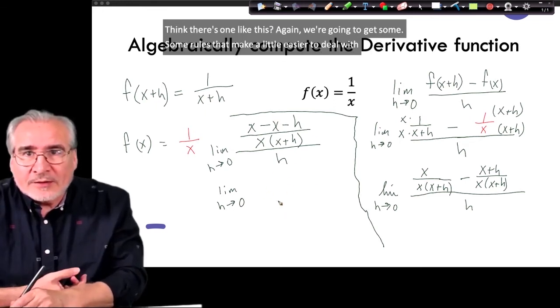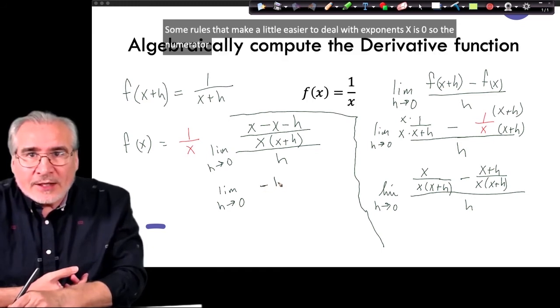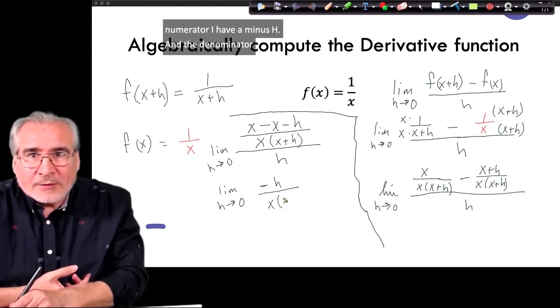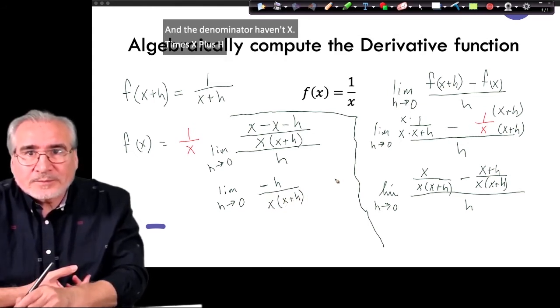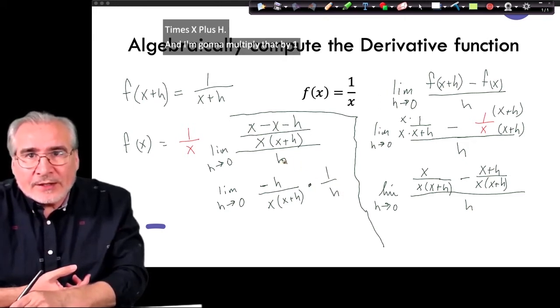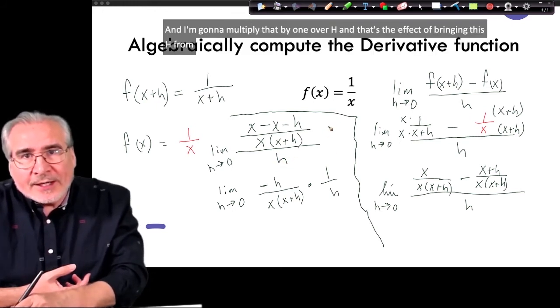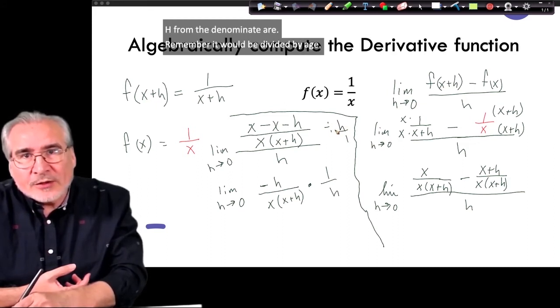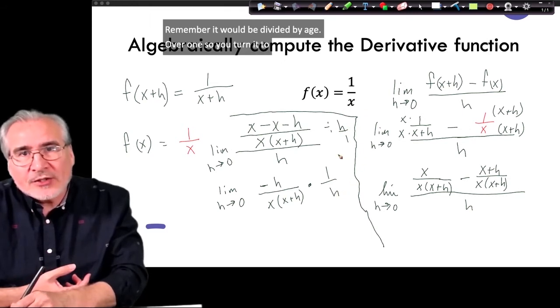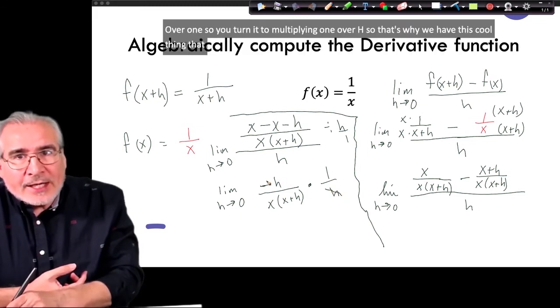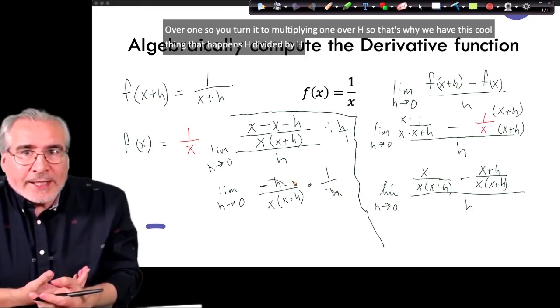x minus x is 0. So in the numerator, I have a minus h. In the denominator, I have an x times x plus h. And I'm going to multiply that by 1 over h. And that's the effect of bringing this h from the denominator. Remember, it would be divided by h over 1, so you turn it into multiplying by 1 over h. Okay, so that's why we have this. Cool thing that happens, h divided by h is 1.